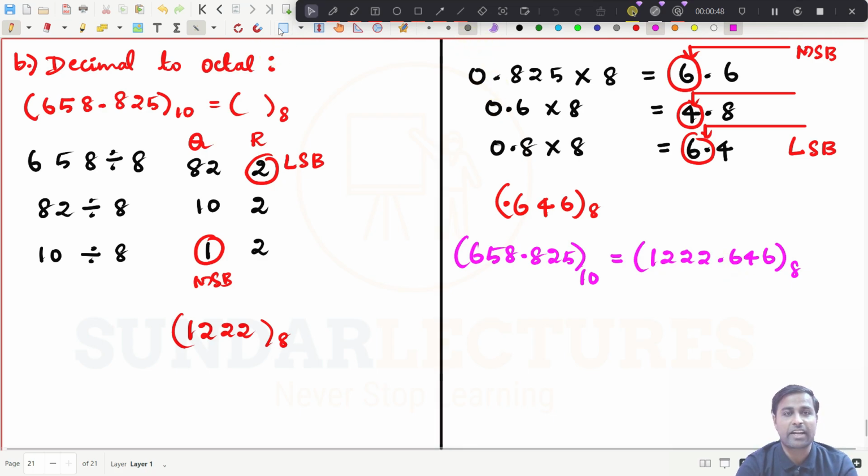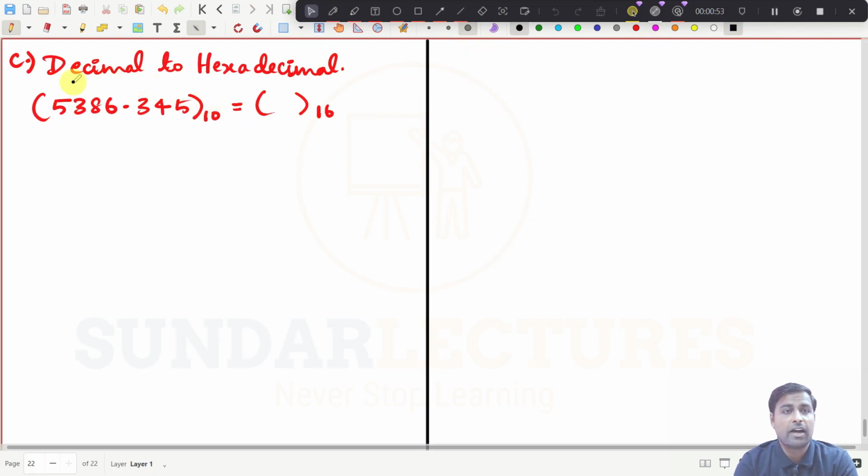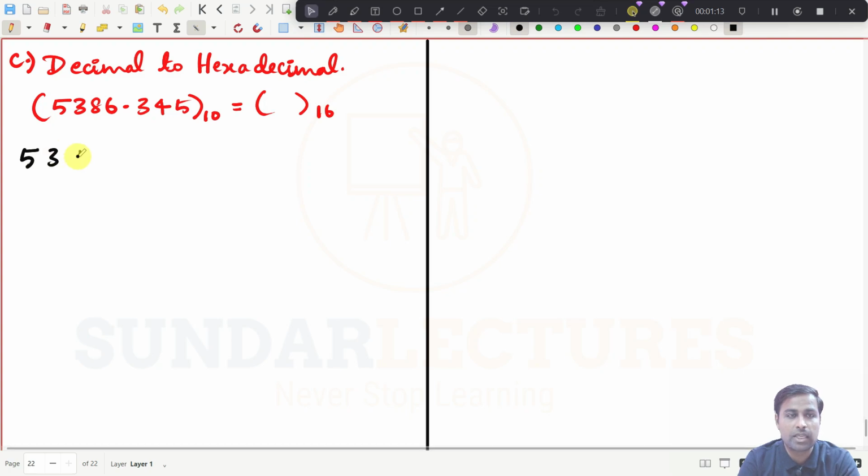And we will take another example. See this one, the next one will be decimal to hexadecimal. We have taken a decimal value and we have to convert that into hexadecimal. Again, I am not taking only the integer values, because the procedure will be the same: the successive division method. We have a fraction value here. So we have to take this 5386 and divide it by 16 now, with a quotient here and a remainder here.